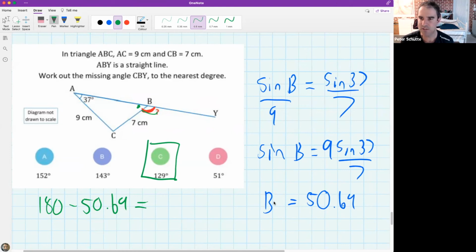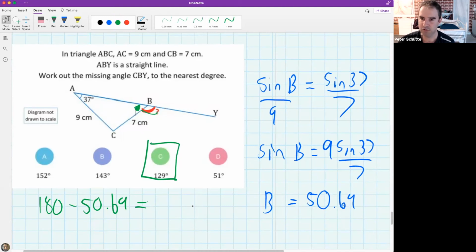Give us a thumbs down if you were a bit unsure, because I think I might need to explain a bit more here. So I started by finding this one in the corner here. Once I got this one, in order to find the missing angle CBY, I then had to go 180 minus whatever the angle was there. And so you get this one here.